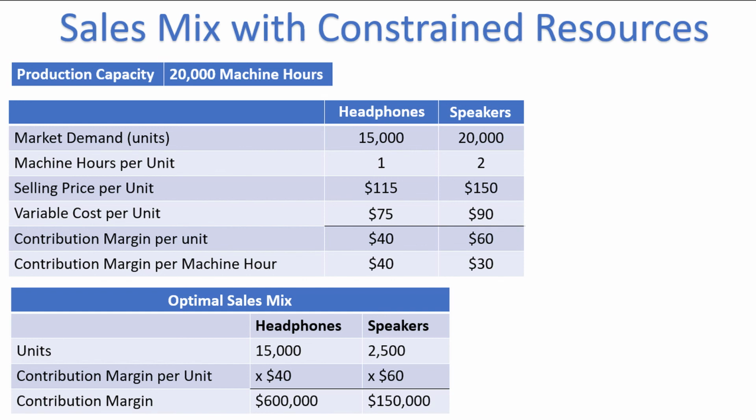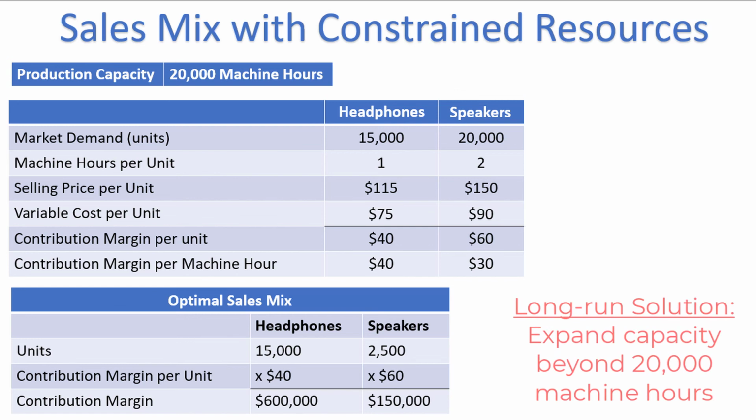One final thing to note is that oftentimes the best long-term solution when there is a constrained resource is to simply expand capacity. If this company just had more machines and therefore more machine hours to use, it could produce more speakers and therefore make more profit. But in the short term, they may have to settle for a sales mix like we've determined here, where some of the market demand is left unmet.